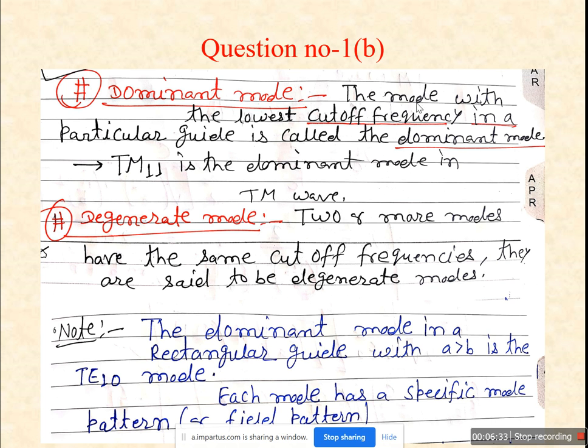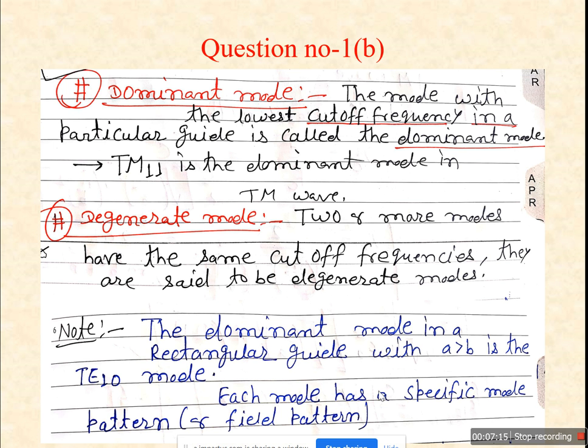Dominant mode: the mode with the lowest cutoff frequency or highest cutoff wavelength. The mode with the lowest cutoff frequency in a particular guide is called the dominant mode. For TM waves the dominant mode is TM11, but in general, in a rectangular waveguide with A greater than B, the dominant mode is TE10.